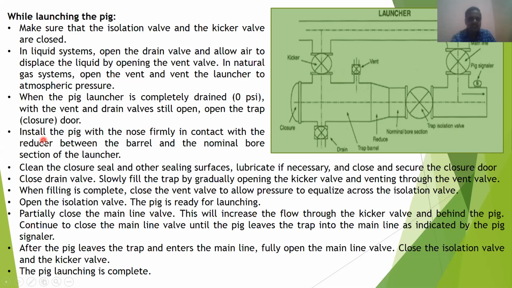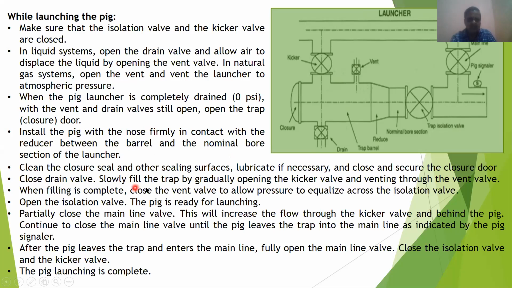Install the pig with the nose firmly in contact with the reducer between the barrel and the nominal bore section of the launcher. Clean the closure seal and the sealing surface, lubricate if necessary, and close and secure the closure door.